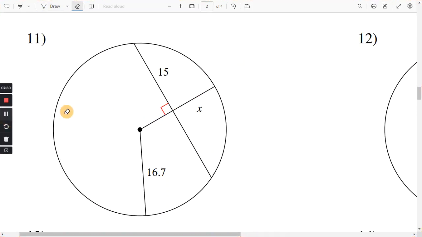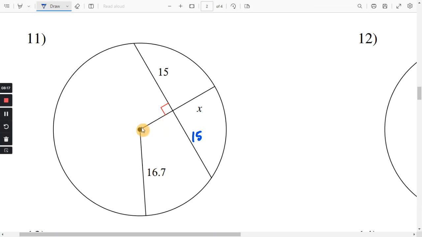All right, number 11 is tricky because you have to draw in another radius. All right, this is the center, and this heads to a chord. This chord is being bisected. So if this is 15, this is 15. But that doesn't help us solve for x. So we actually have to find this piece right here.